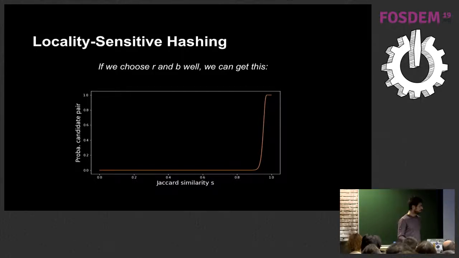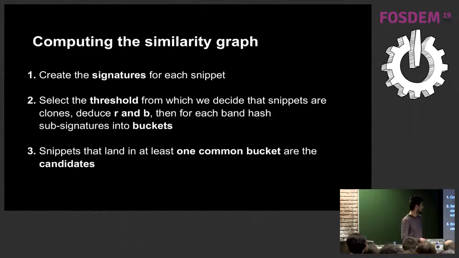Okay, so at the end of the day, this basically allows us to compute the similarity graph by simply creating signatures for each of these snippets, then selecting a threshold and deducing the constants R and B, and then taking each sub-signature of each file, hashing these sub-signatures and putting them into buckets. Then simply any snippets that land in at least one bucket in common are going to be our candidate pairs, which theoretically are going to be over a certain threshold of similarity.